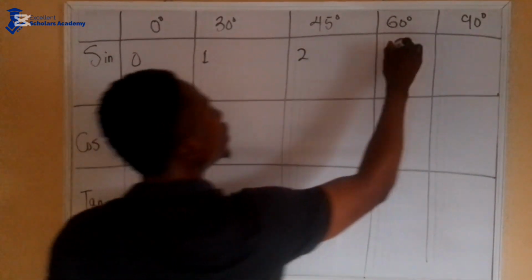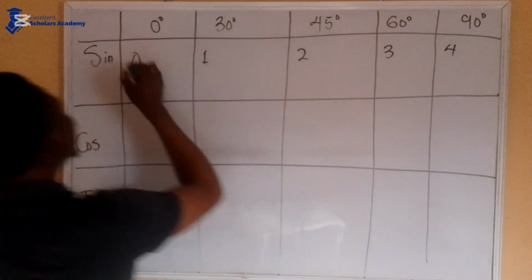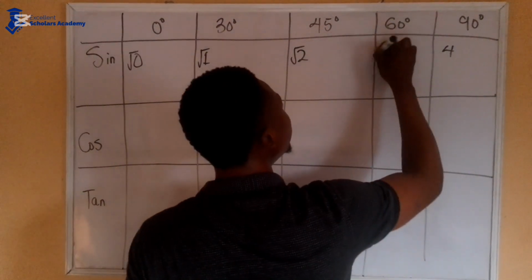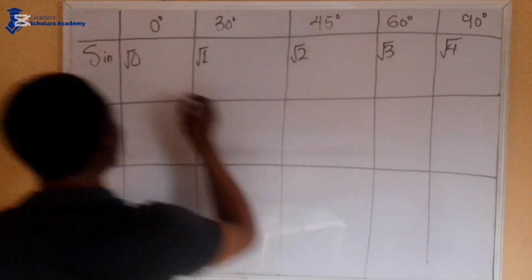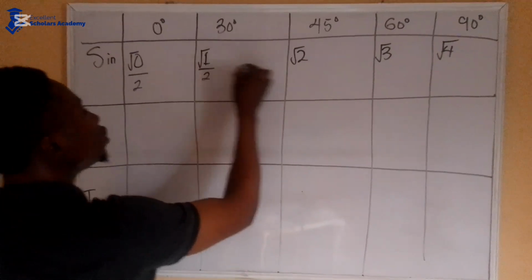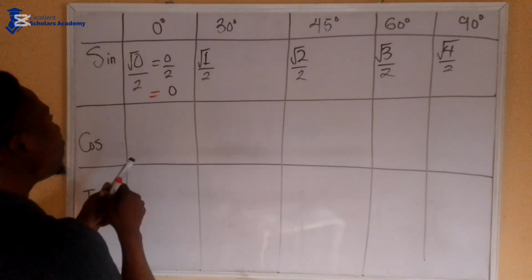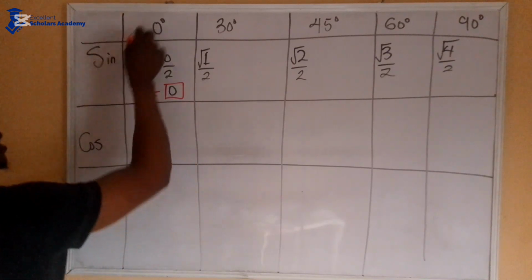Write 0, 1, 2, 3, 4. Now take the square root of each of them. Then divide them all by 2. What is the square root of 0? Of course, it is 0. Now 0 divided by 2 gives us 0, because 0 divided by anything gives us 0. So of course, sine 0 gives us 0.